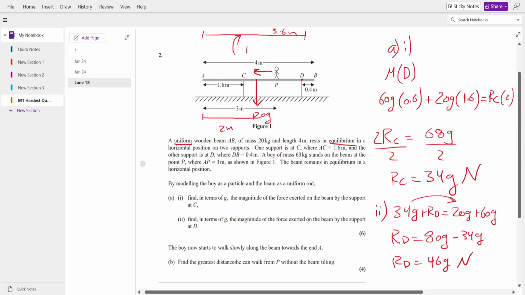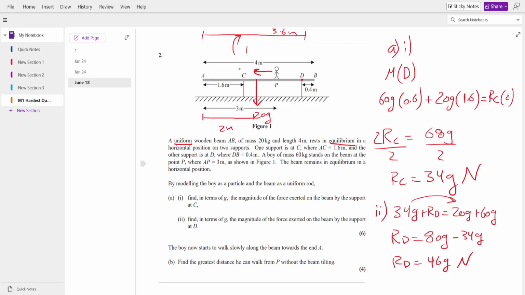Find the greatest distance he can walk from P without the beam tilting. So basically, we want to keep the boy walking to the left, and we want to see what is the maximum distance he can walk and the beam wouldn't start to tilt. So let's think what's going to happen.